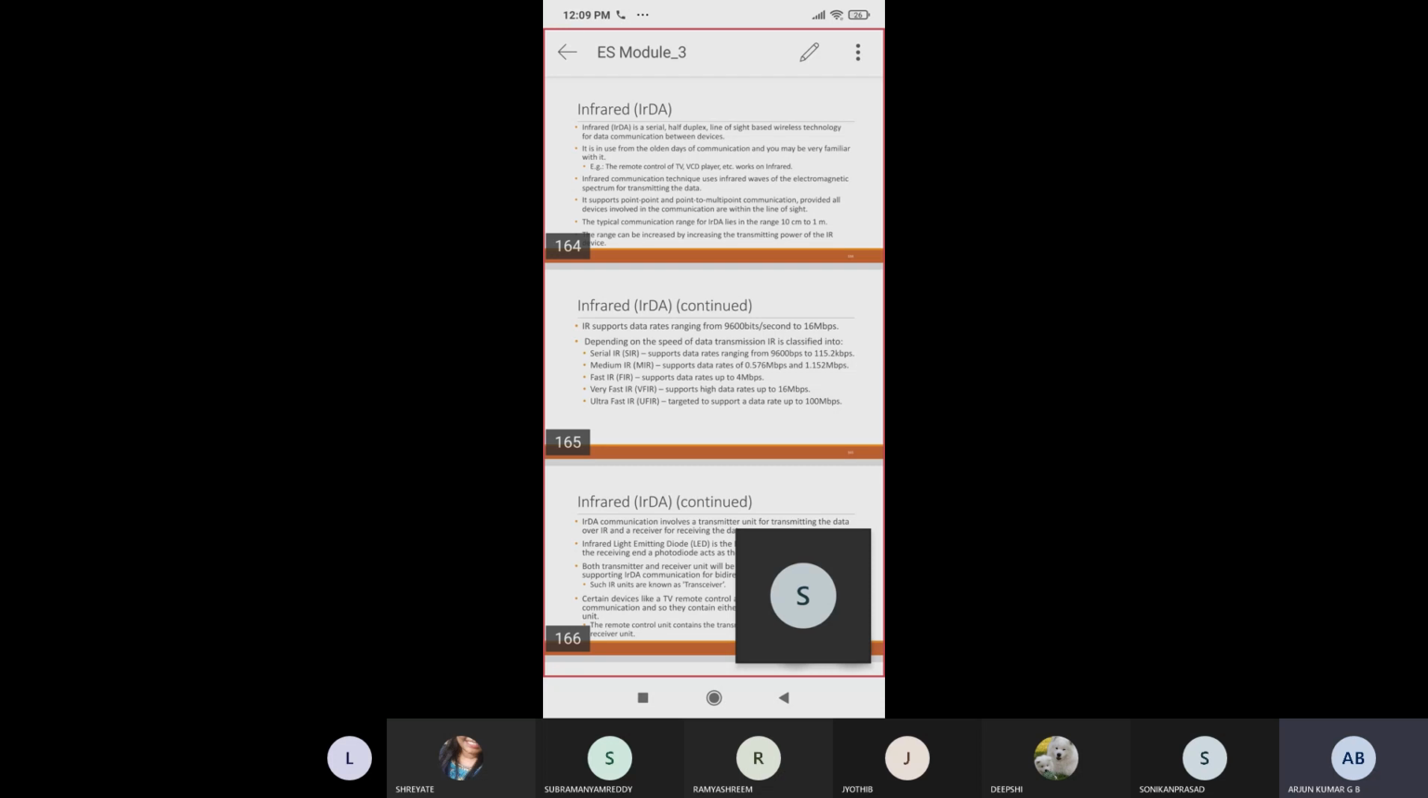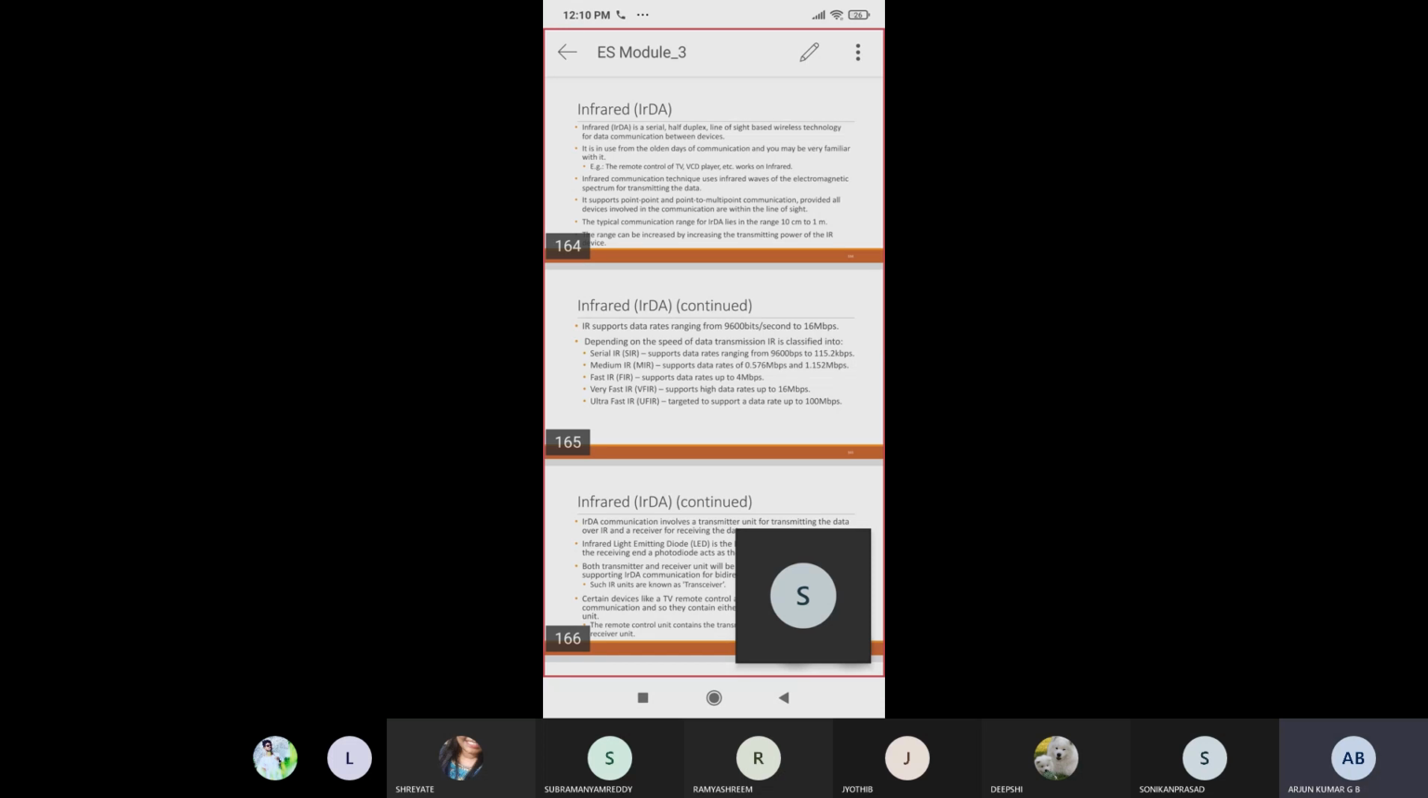See IrDA. Infrared communication involves a transmitter unit for transmitting data over IR and a receiver for receiving the data. The infrared light emitting LEDs are the source of these rays for transmitting, and a photodiode acts as the receiver. Both transmitter and receiver units are present in each device supporting IrDA infrared communication for bidirectional data transmission, known as a transceiver.